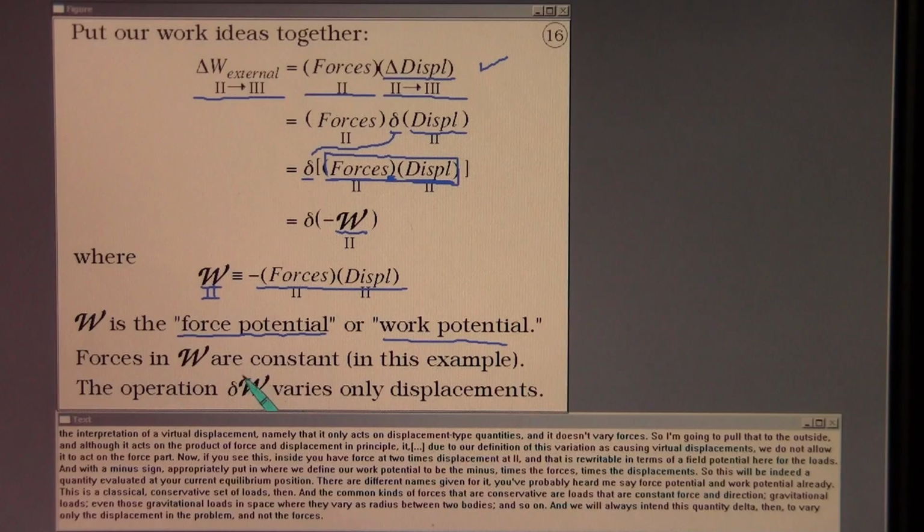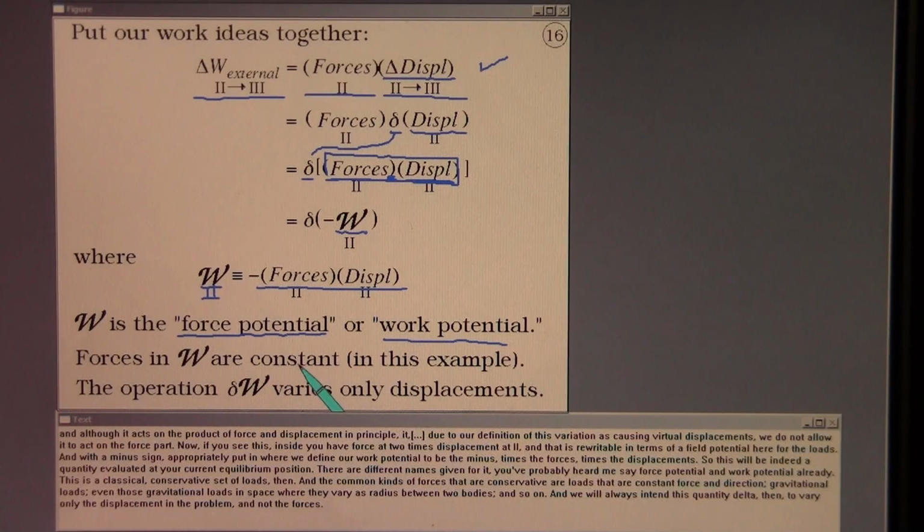And the common kinds of forces that are conservative are loads that are constant force and direction, gravitational loads, even those gravitational loads in space where they vary as the radius between two bodies and so on. And we will always intend this quantity delta then to vary only the displacement in the problem and not the forces.